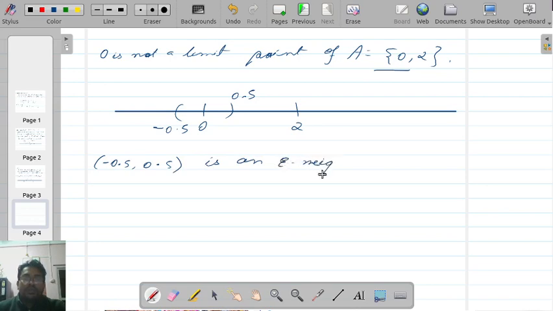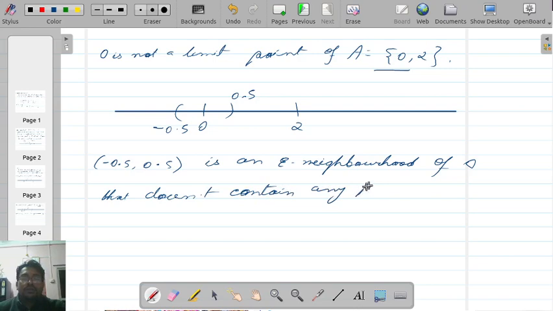Epsilon neighborhood of 0 that doesn't contain any points of capital A other than 0. So it contains at least one point of capital A, but that is 0 itself. So 0 cannot be a limit point, other than 0, right? So 0 is not a limit point of this set.